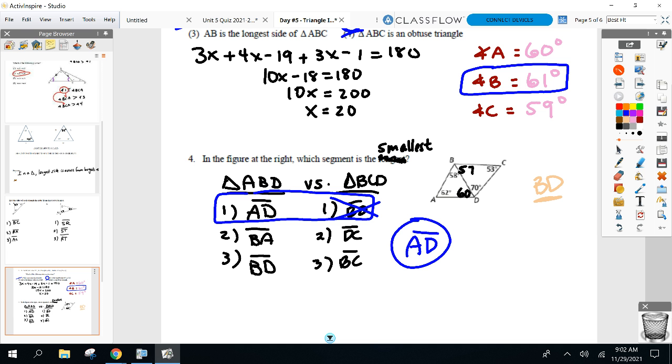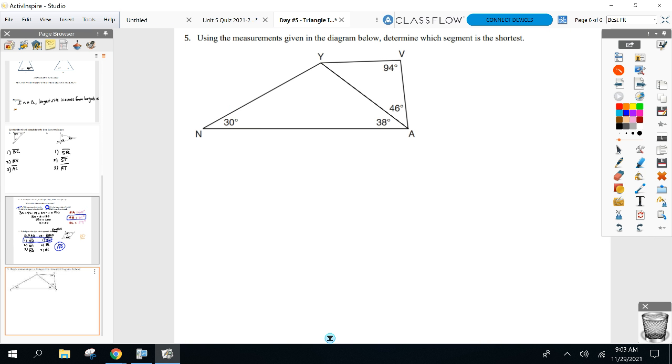Questions there? We've got one more that I think I'm going to have you do on your own. Go ahead. Determine which segment is the shortest here, and then I've got a bonus question. So which segment is the shortest in this diagram?